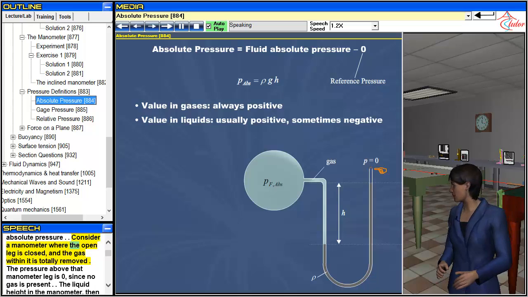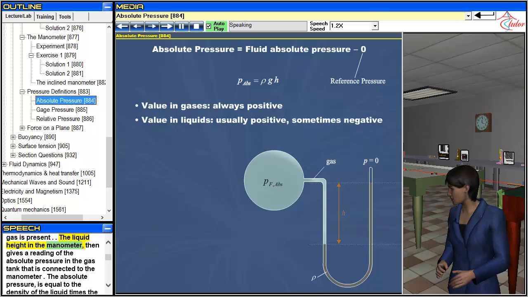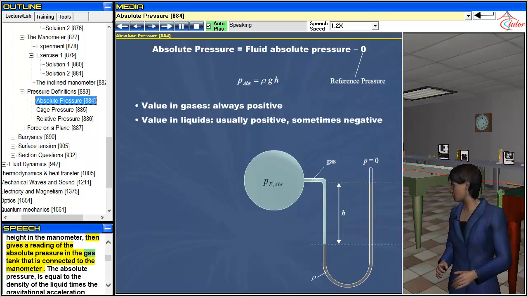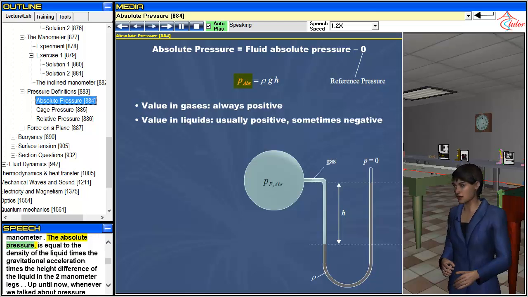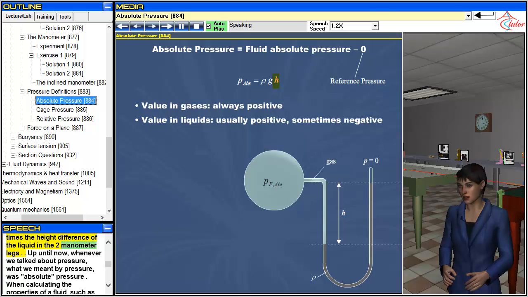Consider a manometer where the open leg is closed, and the gas within it is totally removed. The pressure above that manometer leg is 0, since no gas is present. The liquid height in the manometer then gives a reading of the absolute pressure in the gas tank that is connected to the manometer. The absolute pressure is equal to the density of the liquid times the gravitational acceleration times the height difference of the liquid in the two manometer legs.